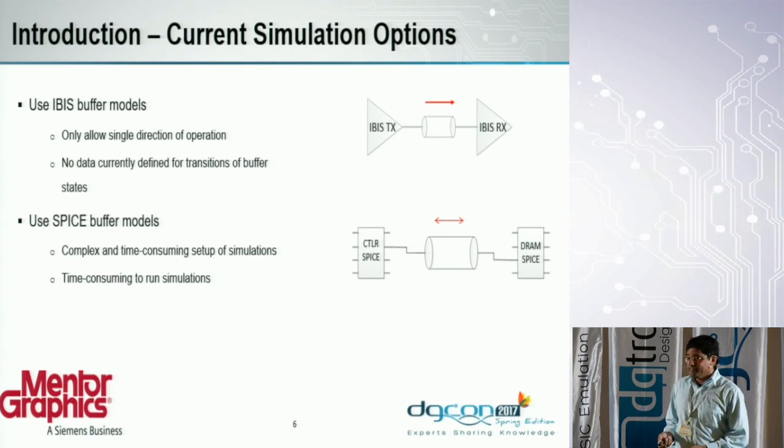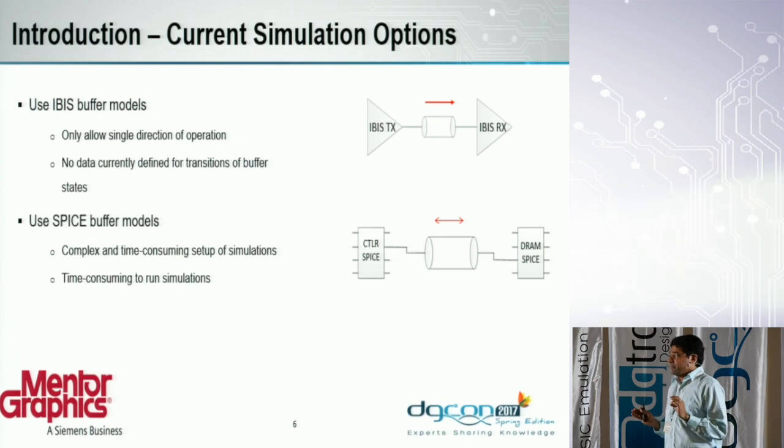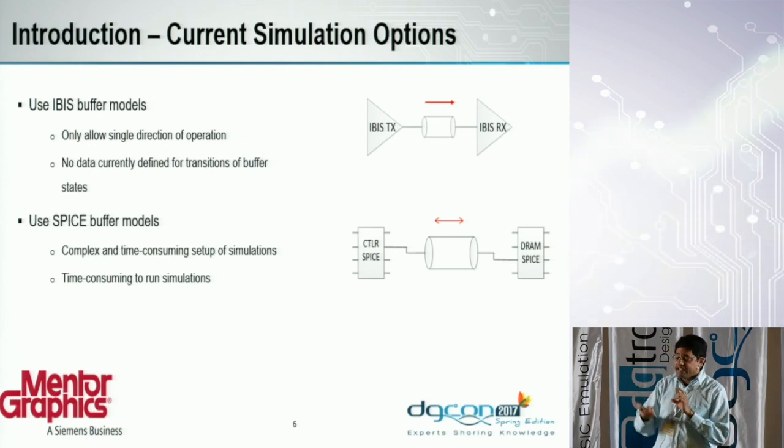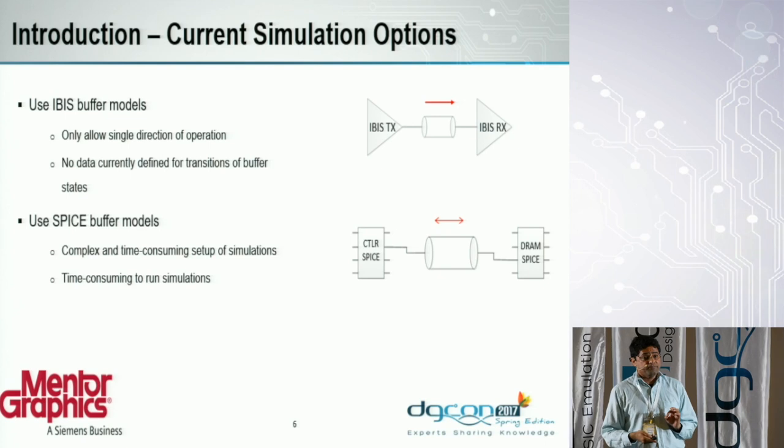IBIS, on the other hand, is much faster, but one of the key limitations of IBIS right now is that you can only make an IBIS buffer drive or receive at a given time. There is nowhere in there where you can change what it's doing during the simulation.